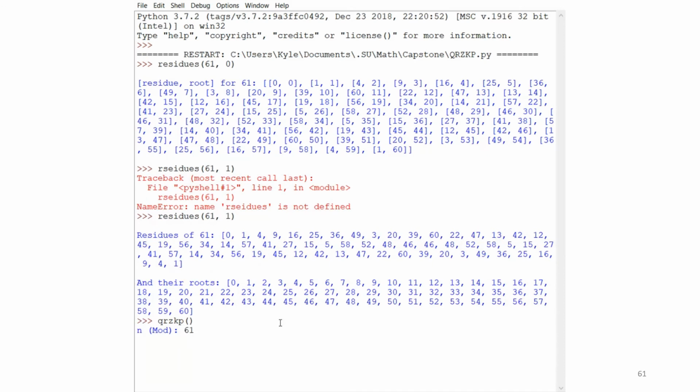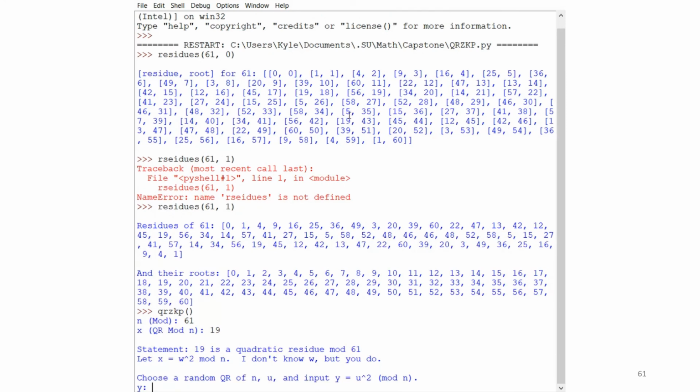The n we have already decided is 61, and normally this x would get decided by the program. I happened not to code it that way, but that's okay. We can choose any old quadratic residue of 61. Let's call it 19. And let's remember that 43 generates that quadratic residue 19. Now the program reminds us of our statement, which is that 19 is a quadratic residue mod 61. And it tells us that the program doesn't know W, the generator for 19, but we do.